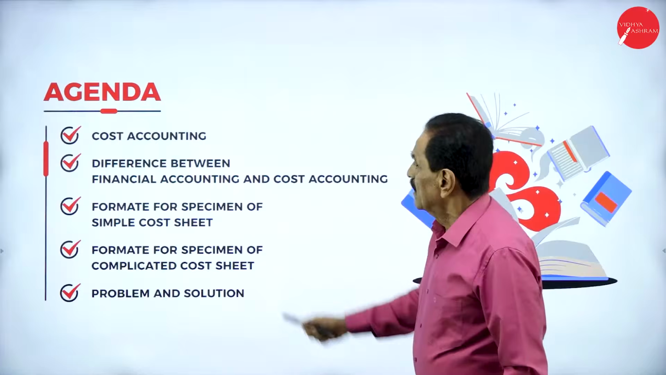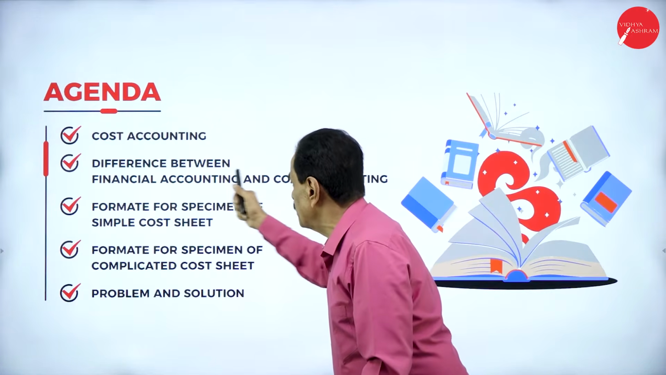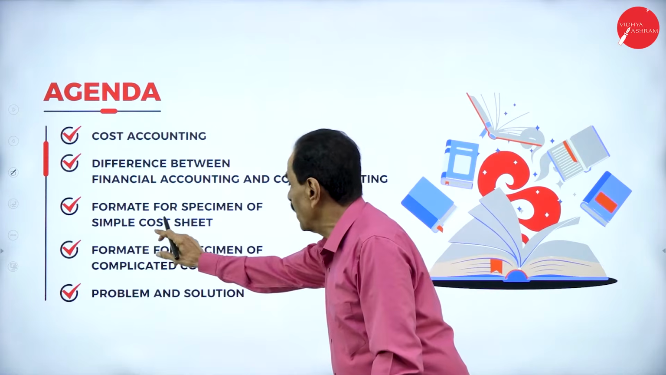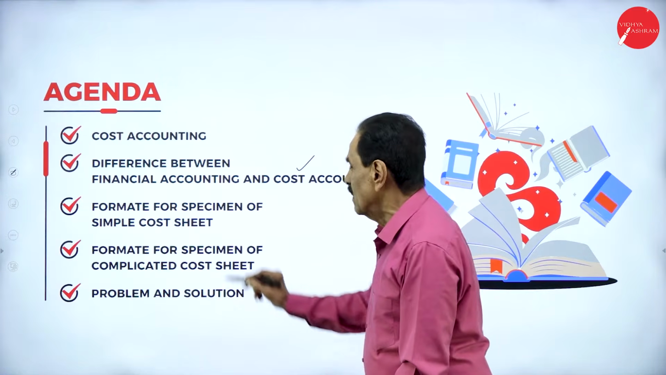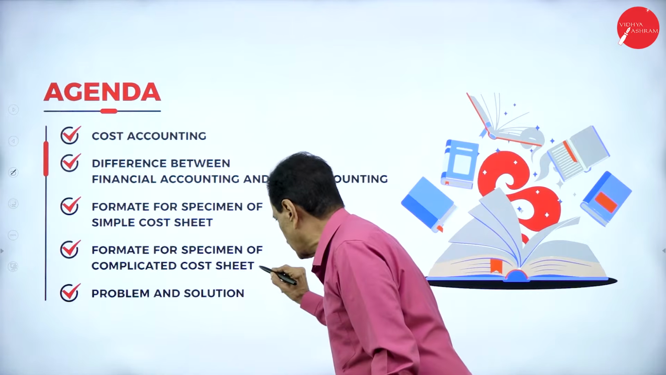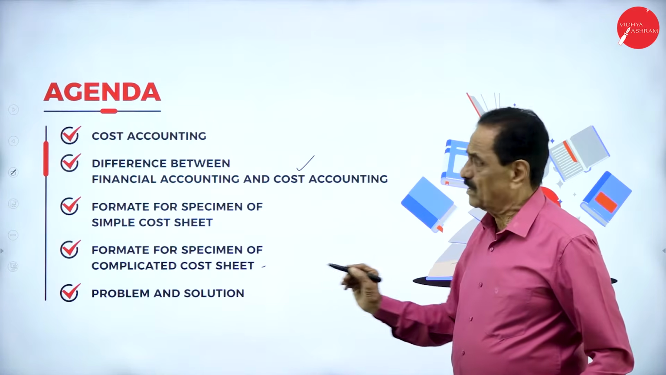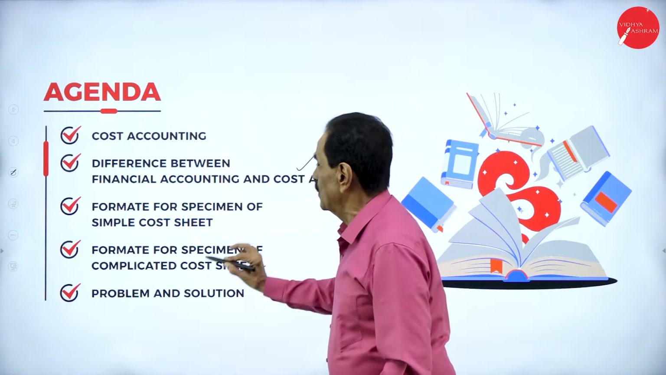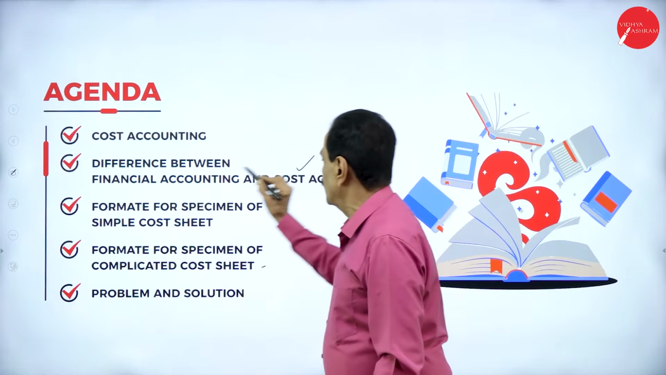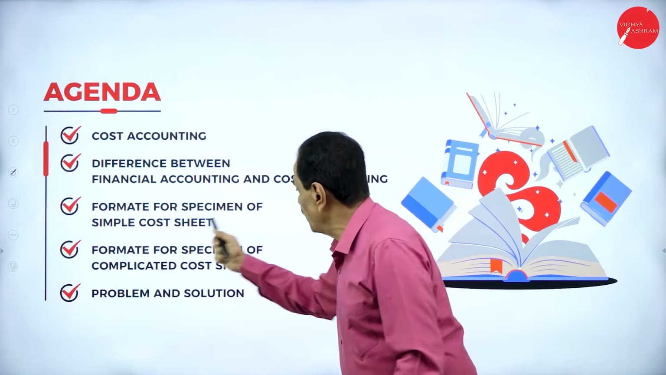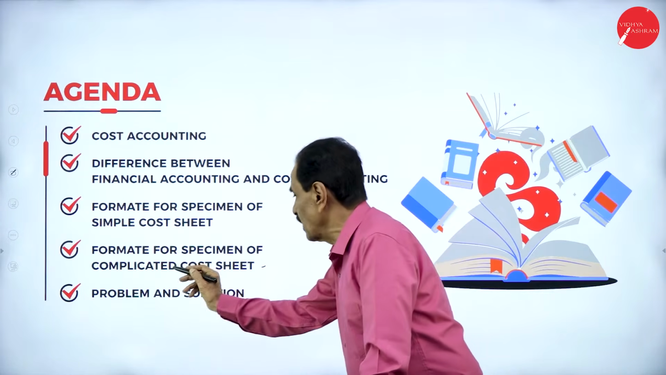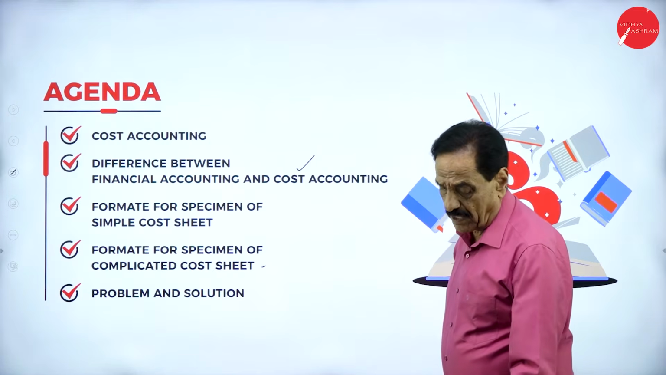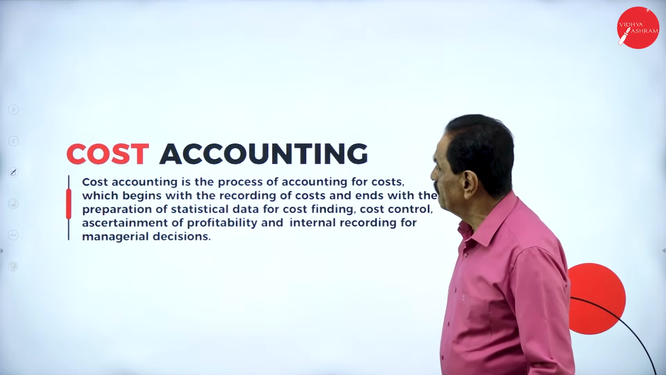So we'll move on now. Agenda: cost accounting, the difference between financial accounting and cost accounting, which is important from the examination point of view, the format for a specimen of a simple cost sheet, the format for a specimen of a complicated cost sheet, and problems and solutions on cost sheet. These are all we're going to cover in this session.